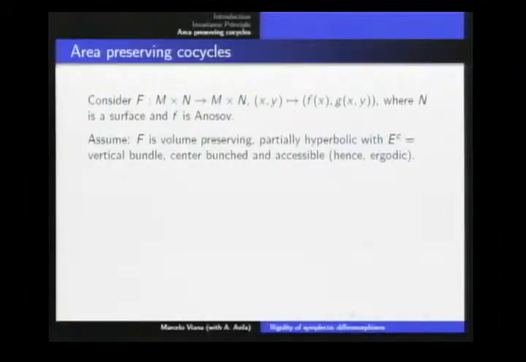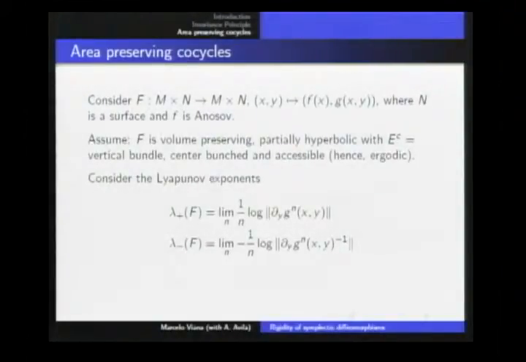It also expresses this idea that if your exponents happen to vanish, then something very interesting happens. So this is a different application, for area-preserving cocycles. And this will be only 2 slides. So take a skew product map like this. The fiber N is a surface, and I'm assuming that the base dynamics F from M to M is an Anosov map. And then assume several things: that F preserves volume, is partially hyperbolic with the vertical bundle as the center direction, is center bunched, accessible, and therefore ergodic.